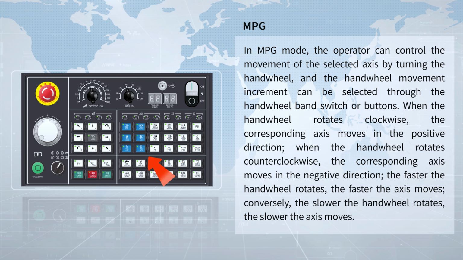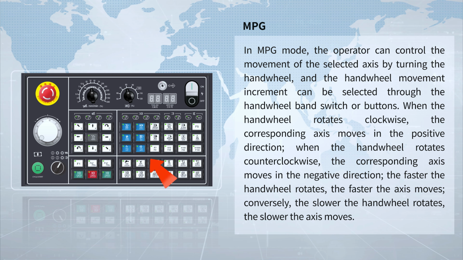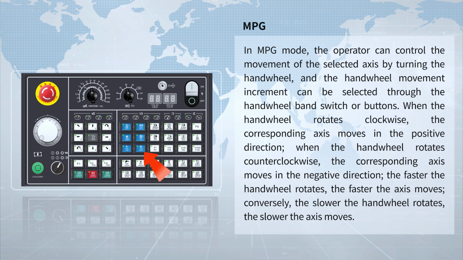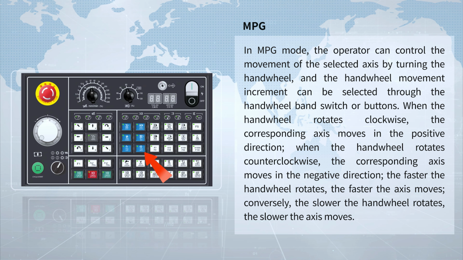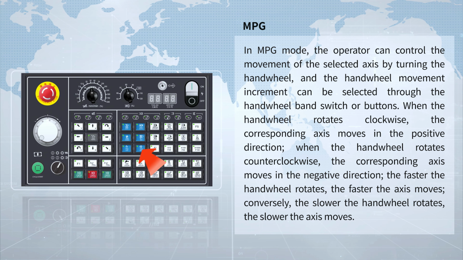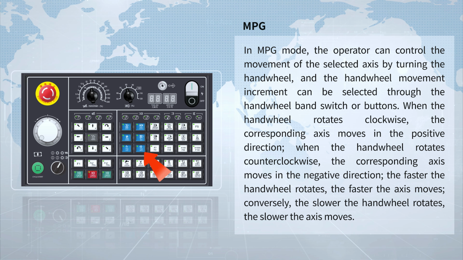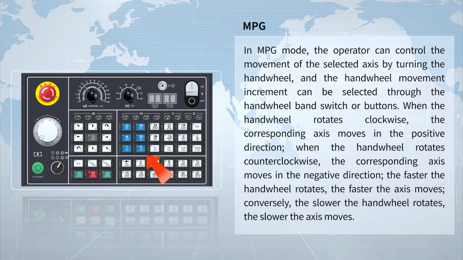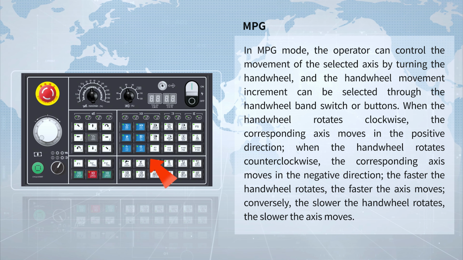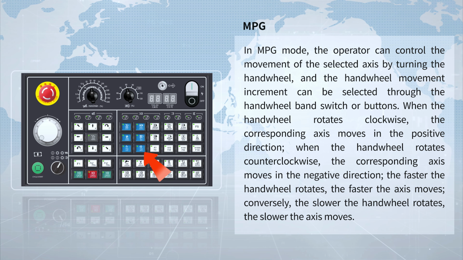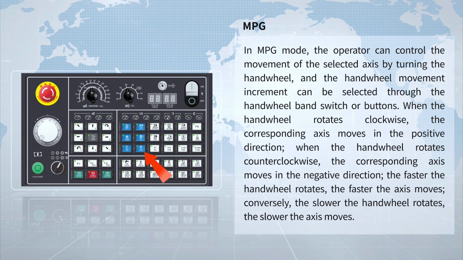MPG mode. In MPG mode, the operator can control the movement of the selected axis by turning the handwheel, and the handwheel movement increment can be selected through the handwheel band switch or buttons. When the handwheel rotates clockwise, the corresponding axis moves in the positive direction. When the handwheel rotates counterclockwise, the corresponding axis moves in the negative direction. The faster the handwheel rotates, the faster the axis moves. Conversely, the slower the handwheel rotates, the slower the axis moves.